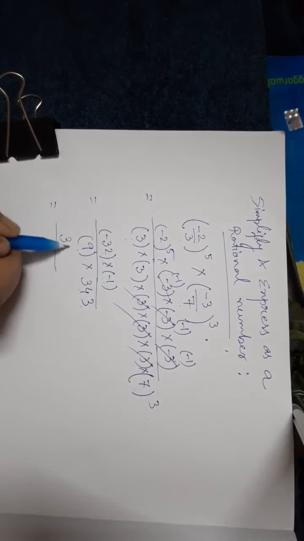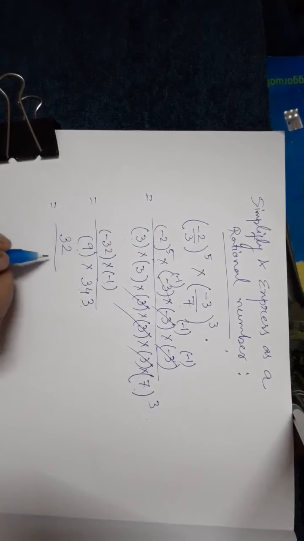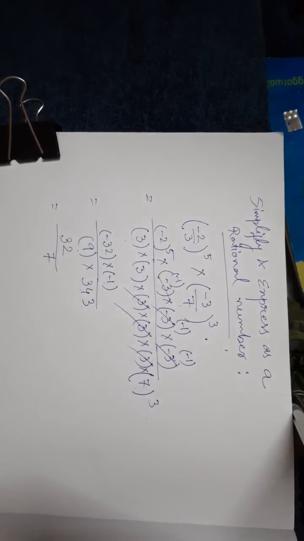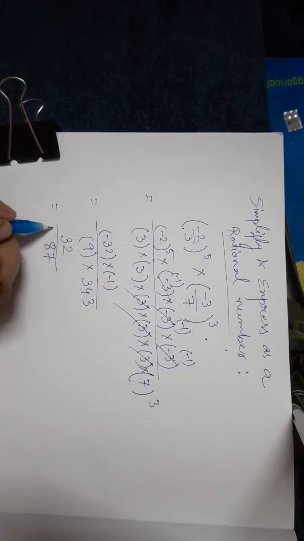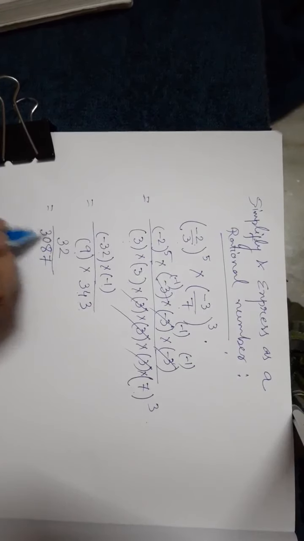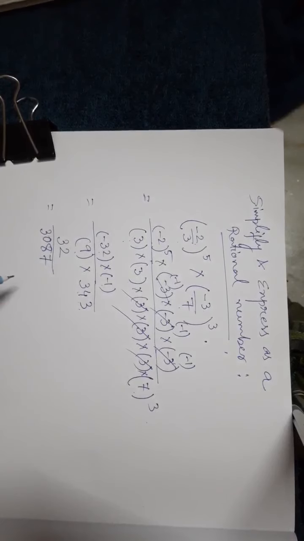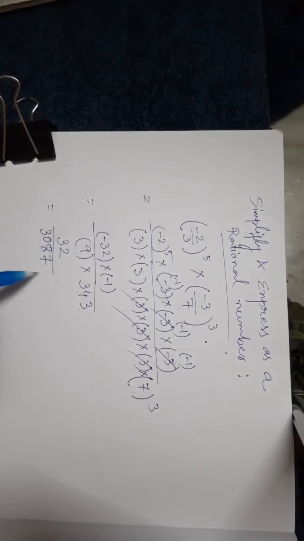So now we do 32 into 1, and we do 9 into 343. If we multiply these two, we get 3 9s are 27, and so on. That means the answer is 32 by 3087. This is the answer, and this is actually a rational number also.